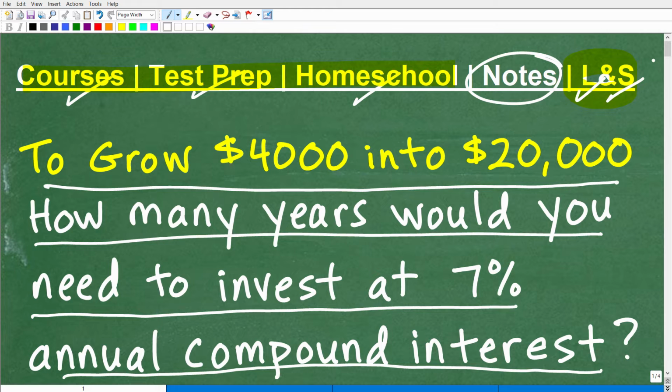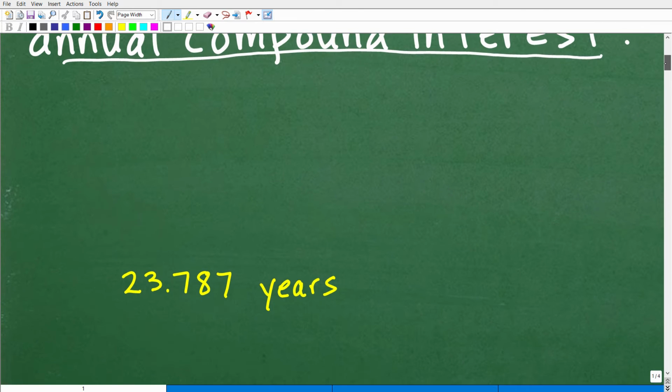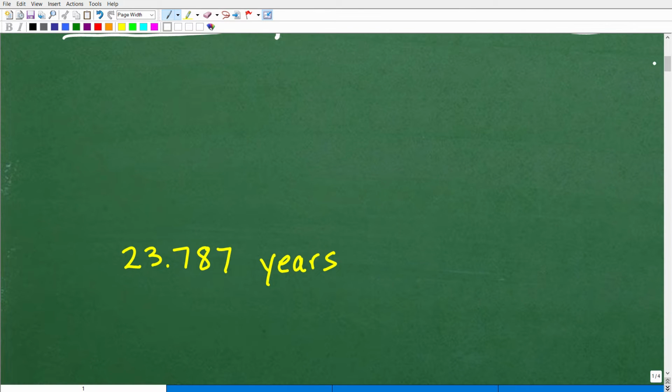Okay, so let's go ahead and take a look at the answer to grow $4,000 into $20,000. How many years will we have to invest at 7% annual compound interest? Well, here is the answer. You're going to have to invest that money for about 23.787 years.